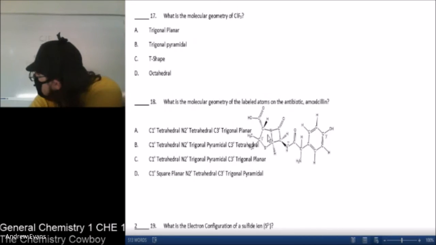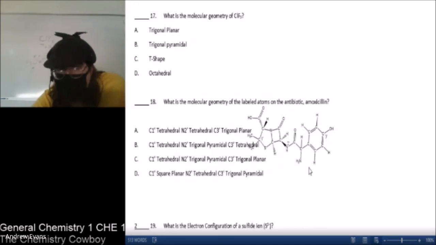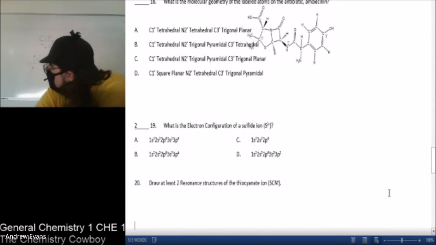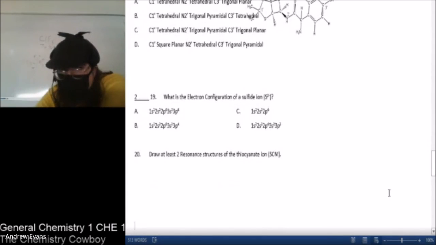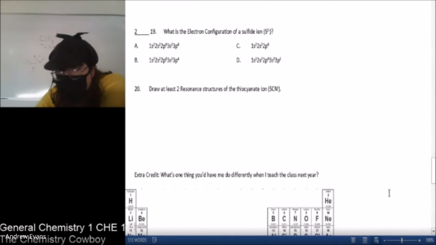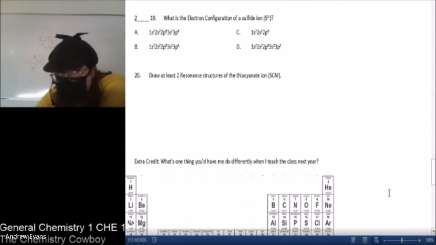As I said, this structure is much harder than what I tried to do on the test. That's amoxicillin, a common antibiotic. And then there's electron geometry, and then draw these two resonance structures. Be able to recognize resonance structures. We've done this one in class.